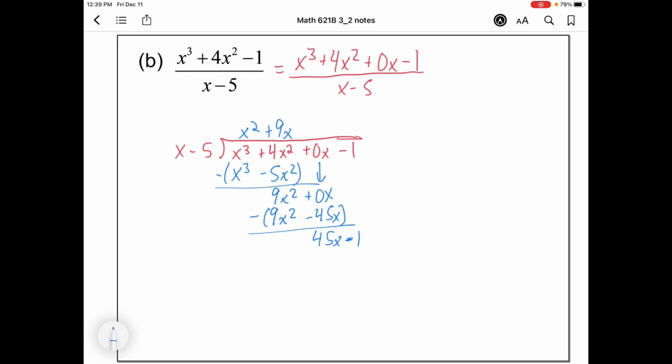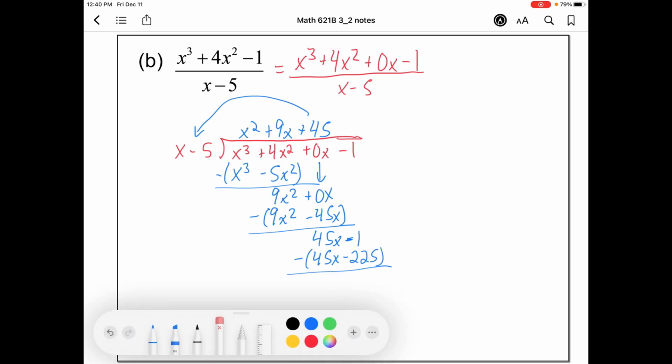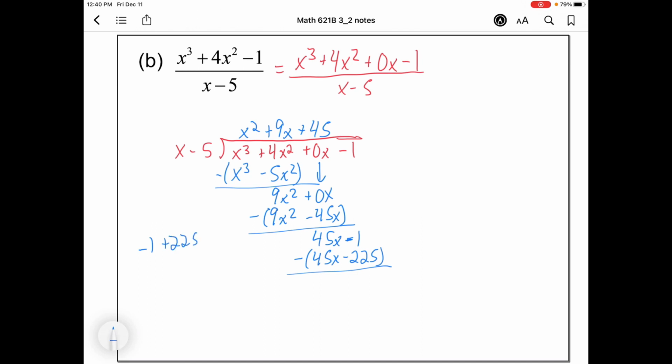And again, I repeat. So 45x divided by x is just 45. Multiply it back in, you'll get 45x. Remember, it's negative, though. We're going 45 times x and 45 times negative 5. So we get negative 225. And I'm going to subtract this off. Let me just get rid of some of the other stuff up here that I made. All right, carefully subtract. So negative 1 minus negative 225. In other words, negative 1 plus 225 gives us a remainder of 224.